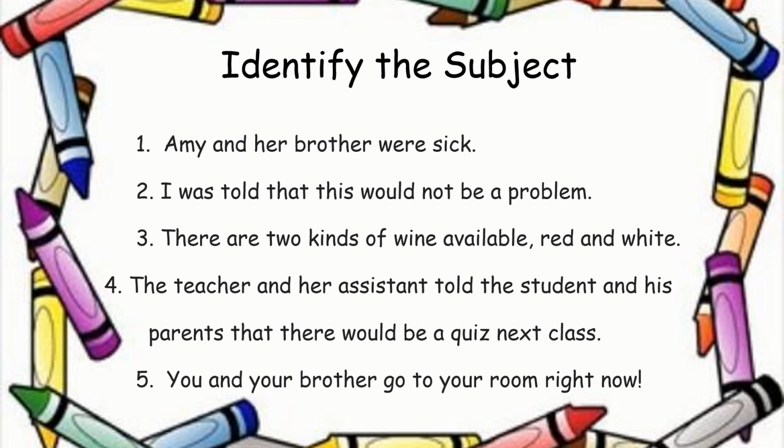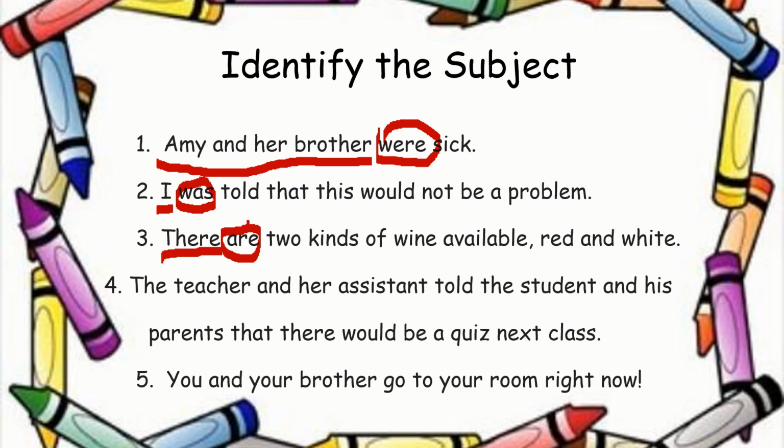In the first one, Amy and her brother were sick. So, who were sick? So, where is the verb? And what is before that is the subject. I was told that this would not be a problem. So here was is the verb and I is the subject. Third one, there are two kinds of wine available, red and white. So are is the verb and there is the subject.